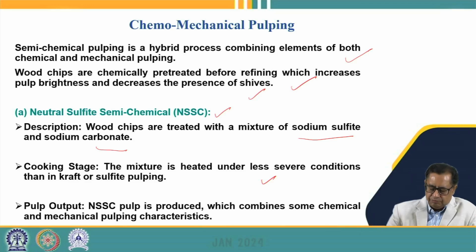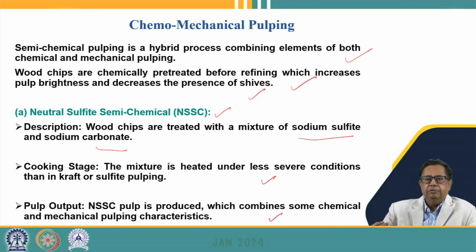After which the pulp that is produced can be taken to a refining process, and then the pulp that is produced, that is the NSSC pulp, combines the chemical as well as the mechanical pulping characteristics.